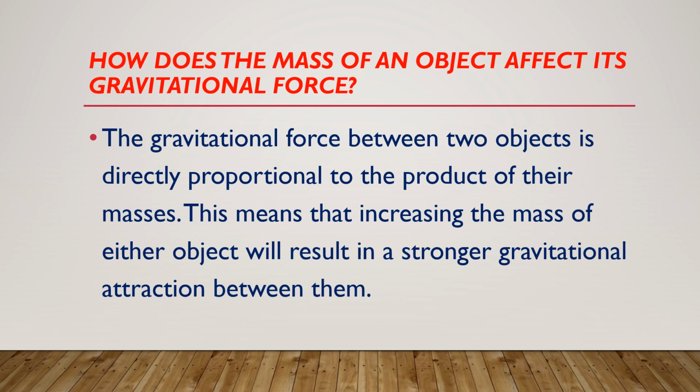How does the mass of an object affect its gravitational force? The gravitational force between two objects is directly proportional to the product of their masses. This means that increasing the mass of either object will result in a stronger gravitational attraction between them.